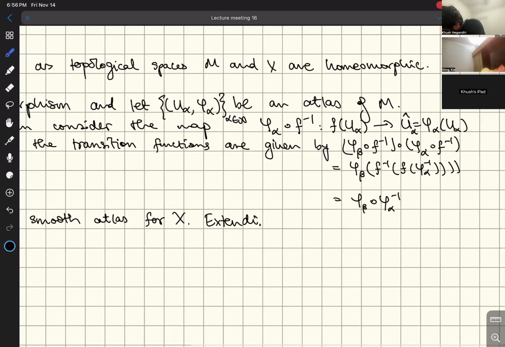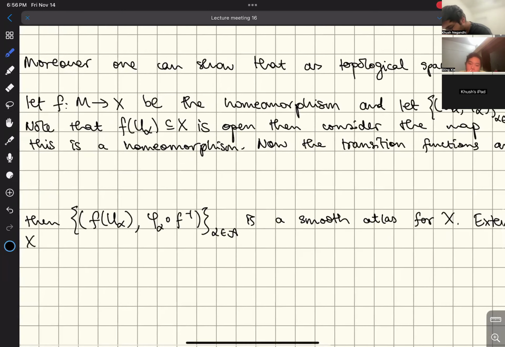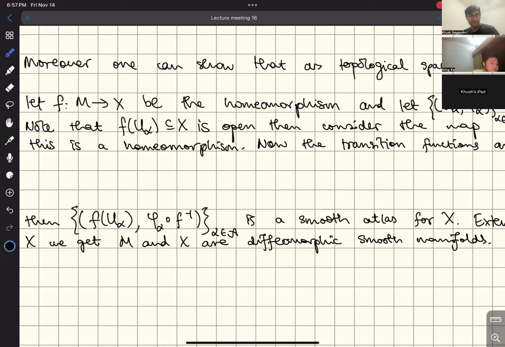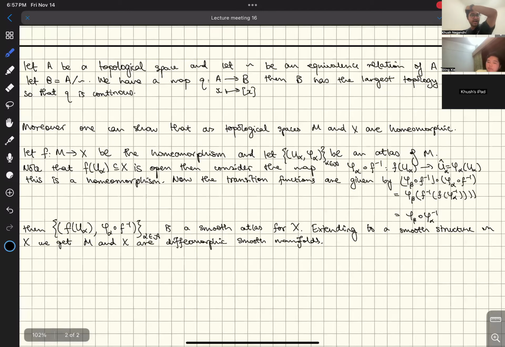Extending to a smooth structure on X, we get M and X are diffeomorphic smooth manifolds. Okay, are there any questions on how we have reconstructed M from its charts, essentially?